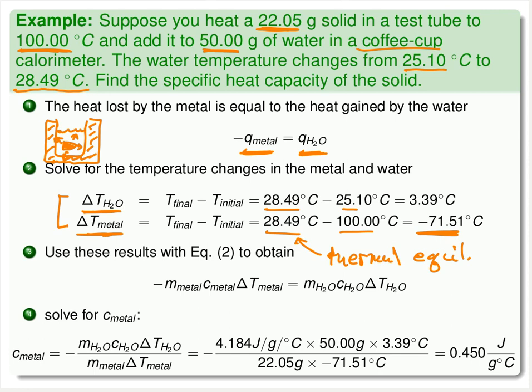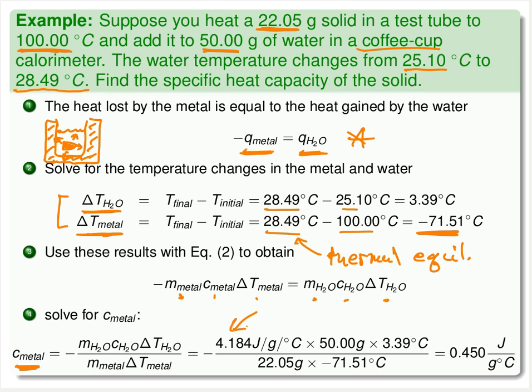Okay, and once we have the delta T's and we know the masses for each one of these substances, we know 50 grams of water, and we know the mass of the metal, we can re-express our equation up here using the mC delta T formula. So Q metal is going to become M metal, C metal, delta T metal. Q H2O is going to become M H2O, C H2O, and delta T H2O. Now all we have to do then is solve for that unknown, the C metal, heat capacity of the metal, and then plug in all these given values.